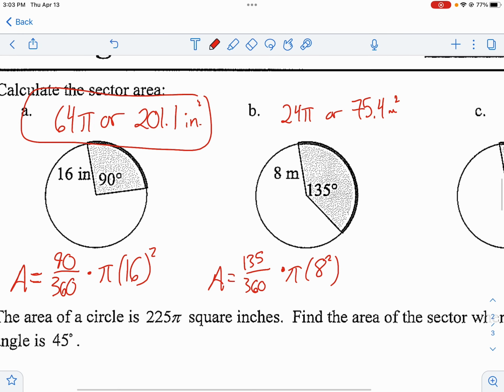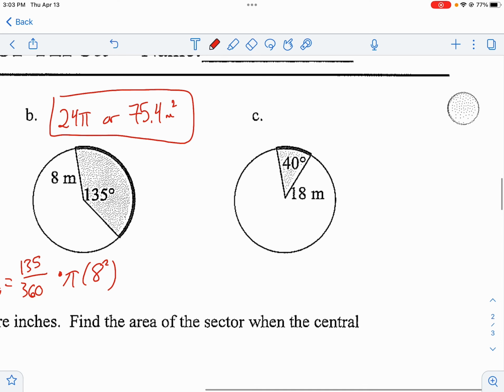So I forgot to square my units on the last one. All my units should be squared when I'm working with an area, and in length, just the units.